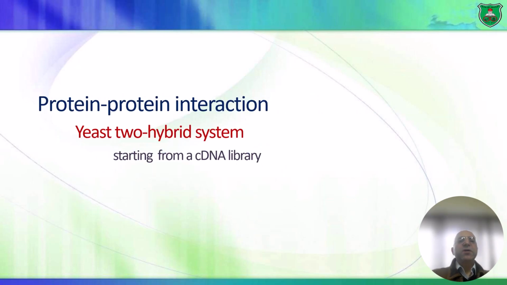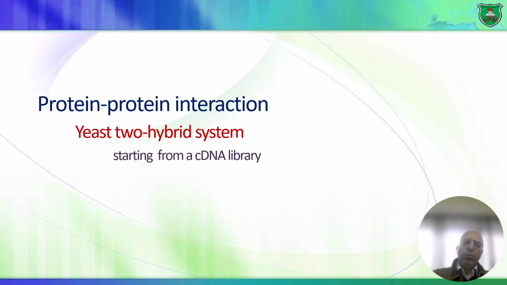Let's go into something a bit more sophisticated. Okay, it's known as the yeast two-hybrid system. So it's a genetic system where we express hybrids of 2 proteins or 2 genes.